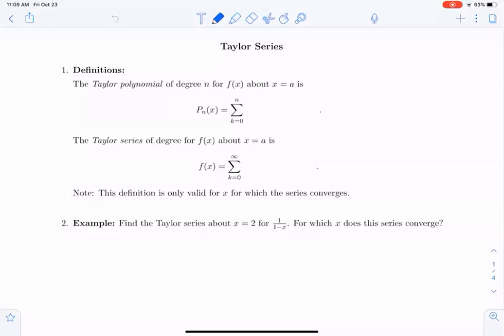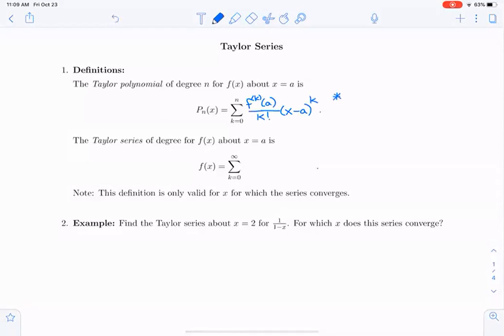So previously, we've discussed the idea of a Taylor polynomial. A Taylor polynomial for f of x about the point x equals a is the polynomial which is the sum from k equals 0 to n. And then we're going to take the kth derivative at x equals a, divide that by k factorial, and multiply it by x minus a to the k power.